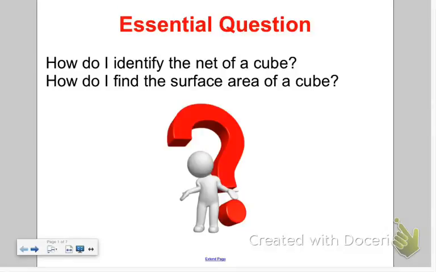In this video, we're going to cover two essential questions. The first one is, how do I identify the net of a cube? And the second one is, how do I find the surface area of a cube?